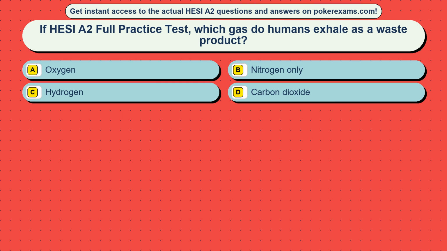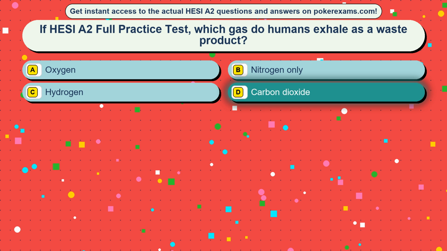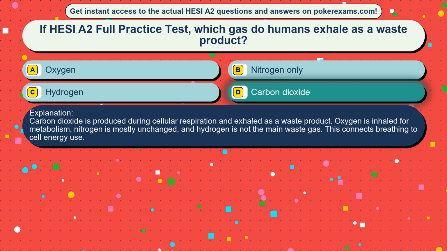Question 50. If HESI A2 full practice test, which gas do humans exhale as a waste product? Option A, oxygen. Option B, nitrogen only. Option C, hydrogen. Option D, carbon dioxide. The correct answer is option D, carbon dioxide. Carbon dioxide is produced during cellular respiration and exhaled as a waste product. Oxygen is inhaled for metabolism, nitrogen is mostly unchanged, and hydrogen is not the main waste gas. This connects breathing to cell energy use.